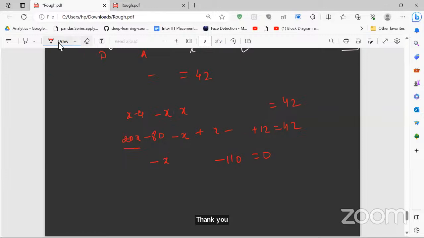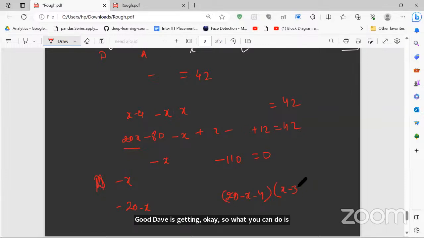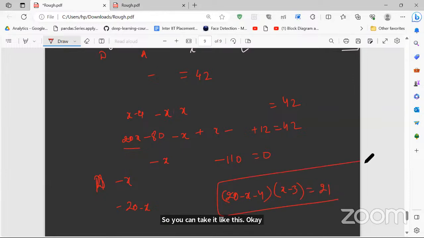Okay, I didn't read the whole question. So basically you have to start like this. Dev would be having x and Ananya would be having 20 minus x. And then you can form it like 20 minus x minus 4 multiplied with x minus 3. So now it is correct. Okay, now you can do it. You'll be getting the correct answer.